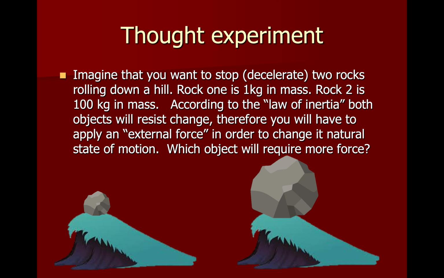Okay, so let's prove that with a thought experiment. Imagine that you want to stop a rock that's rolling down a hill. You're tasked to stop two rocks rolling down the hill. The one on the left is a rock that has a mass of 1 kilogram, 1,000 grams. So it's not a terribly big rock. But on the other side, the other hill has a rock that's 100 times that size. It's 100 kilograms in mass. And so, according to the law of inertia, we know that both objects will resist change. However, they're resisting change at a different rate.